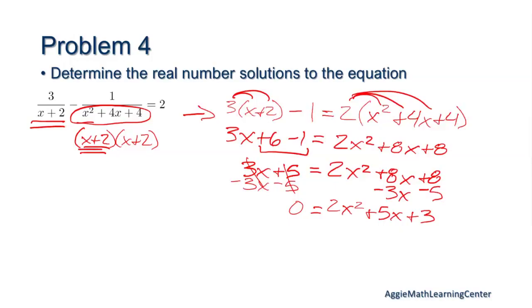Any questions about how I got to this point so far? How are you guys feeling? Thumbs up. Perfect. What is our A, B, and C value? A is 2, B is 5, C is 3.